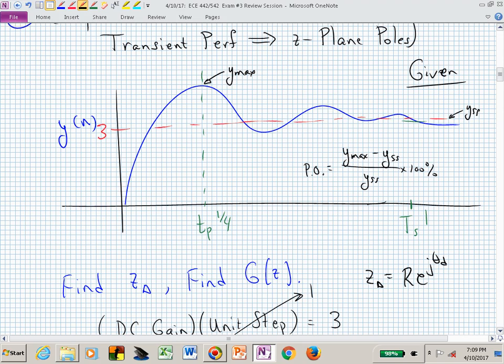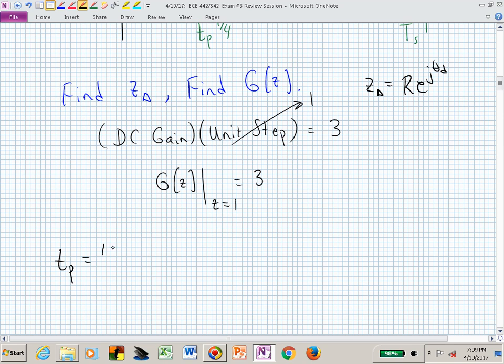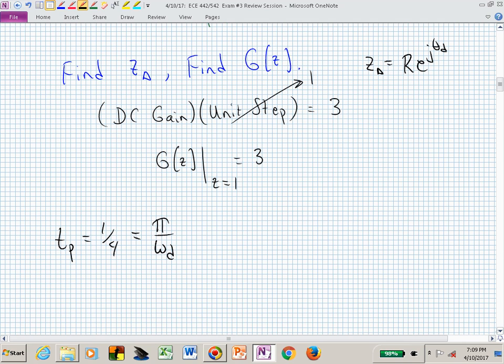So in this case, if we looked at the peak time, which I said, let's just by eyeball say the peak time is 1/4, the peak time is also pi over omega sub D. That was true for the analog case and the digital case. But in our particular world, in the discrete time setting, we're not so much interested in omega sub D as we are with the angle, theta sub D. And theta sub D is equal to omega sub D times T.